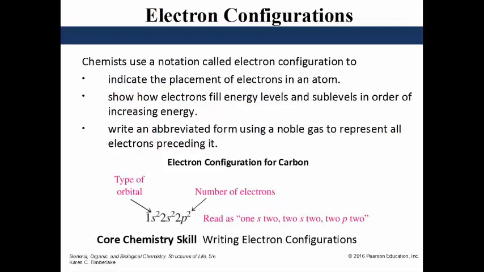Chemists will use a particular type of notation called electron configuration to not only indicate the placement of electrons in the atom, but to show how electrons fill various energy levels and sublevels.